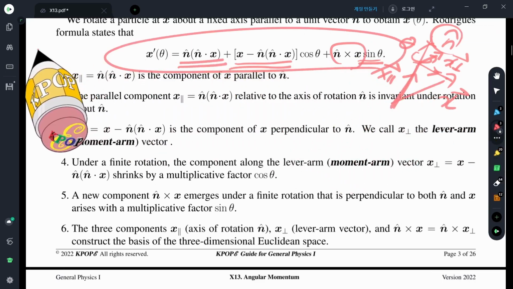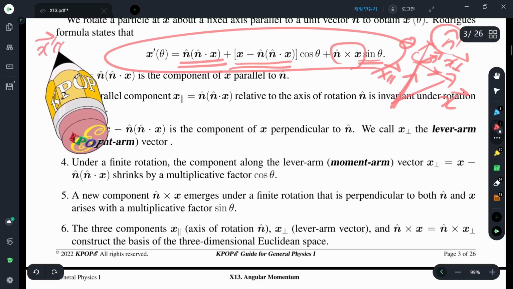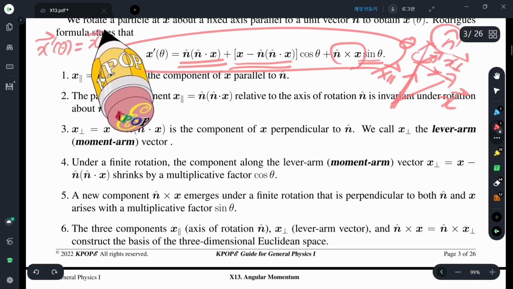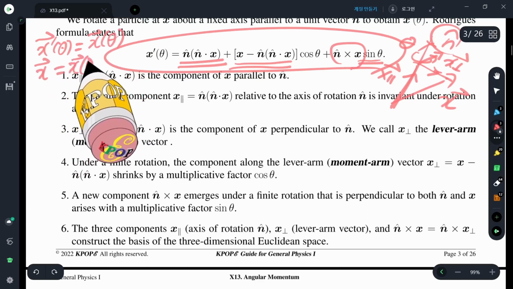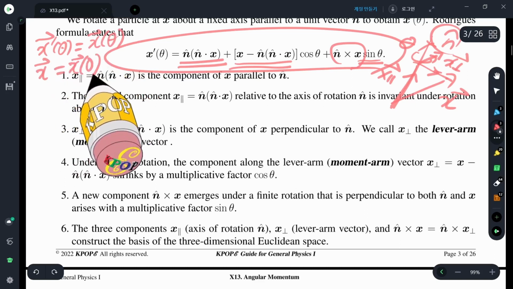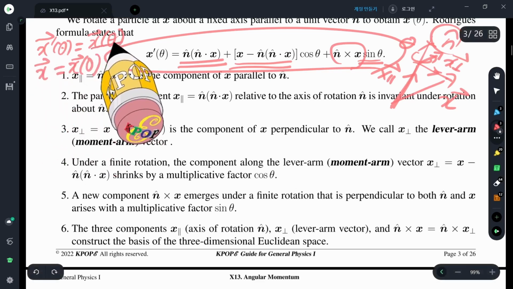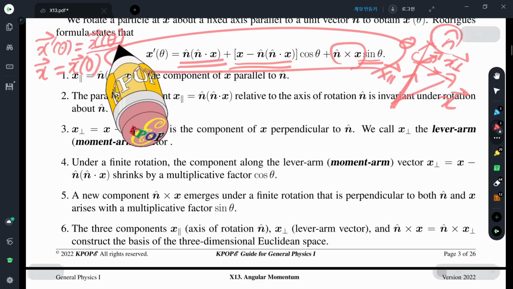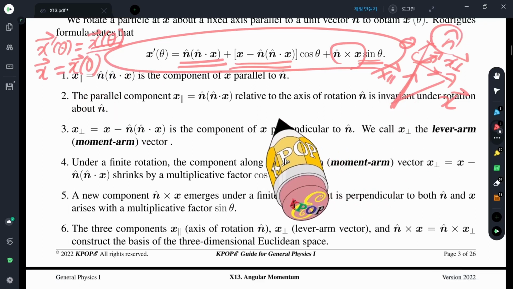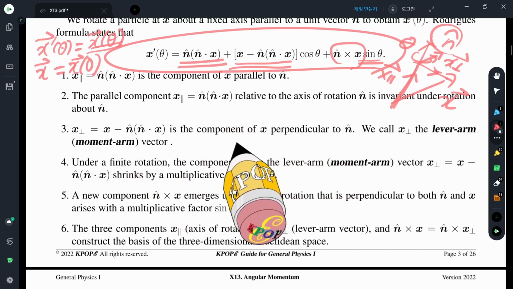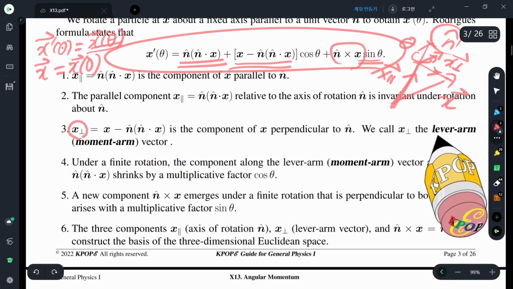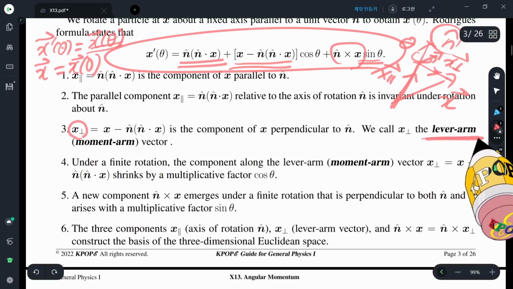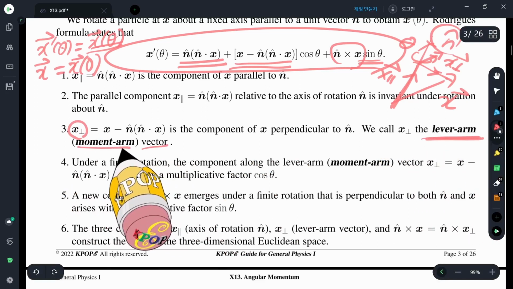Now we replace x prime of theta with x of theta, and x equals x of theta at theta equals 0. Then we can take the derivative of this x as a function of theta. Before we go ahead, we recall the x perp. X perp, we have a special name, lever arm vector or moment arm vector.